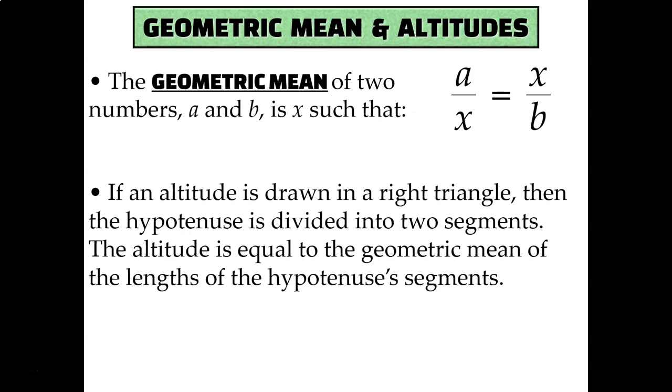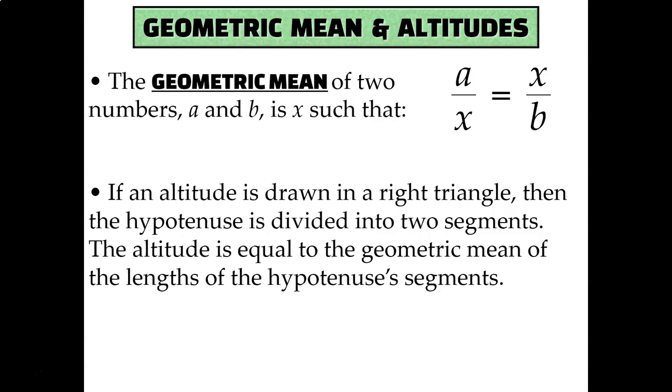The geometric mean of two numbers, a and b, is x such that a over x is equal to x over b. Geometric means have applications outside of right triangles and altitudes, but for our purposes today, what we're going to use it for is the fact that if an altitude is drawn in a right triangle, then the hypotenuse gets divided into two segments by the altitude. The altitude is equal to the geometric mean of the lengths of the two segments on that hypotenuse. So a and b are the sections of the hypotenuse, and x is going to be the altitude.